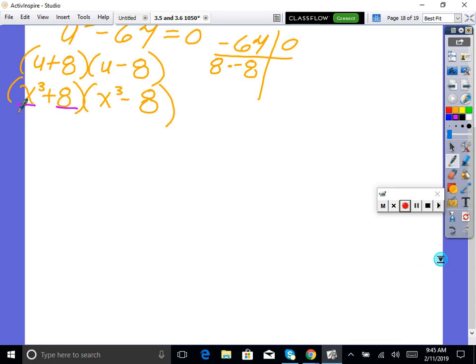If I cube root the front thing, I get x. If I cube root the back thing, I get 2. You don't do the sign; the signs come in later. I'm ignoring this for right now. Now we do the front times the front, x squared. Then the front times the back, 2x. Then the back times the back, 4.